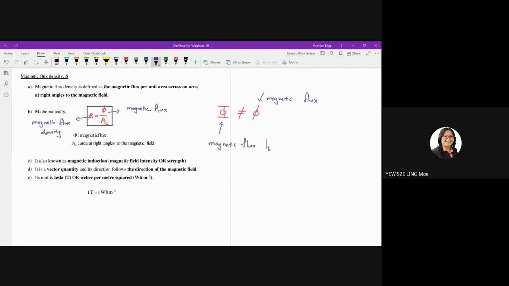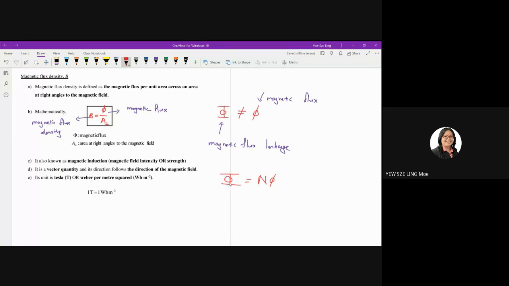Magnetic flux linkage. What does it mean by magnetic flux linkage? This symbol, magnetic flux linkage, is equal to N phi. It is the magnetic flux for more than one turn. If you're looking at magnetic flux, you're looking at the magnetic flux through one coil, through one surface area, one cross-section area. This is actually capital letter phi.